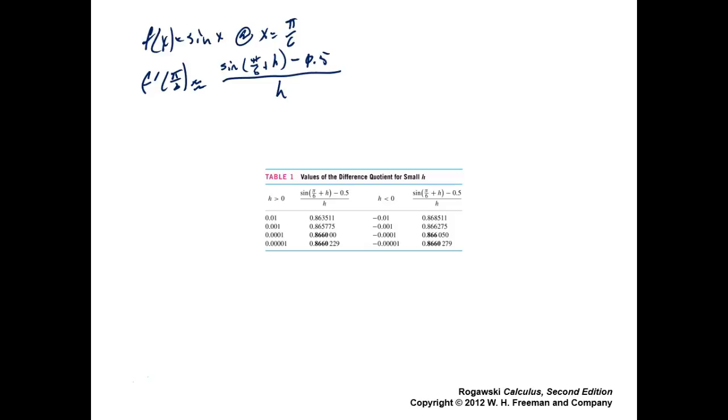Go to the other side, where h is slightly negative, negative 0.01. So that's going to be a little bit less than this, minus this. But then divide by h. Your h, remember, is negative. Even though this is less than that, so the numerator comes out negative, your h is also negative, so it comes out positive again. Those aren't quite the same values. In fact, off by a fair amount there.